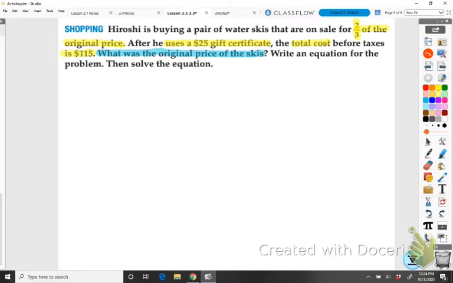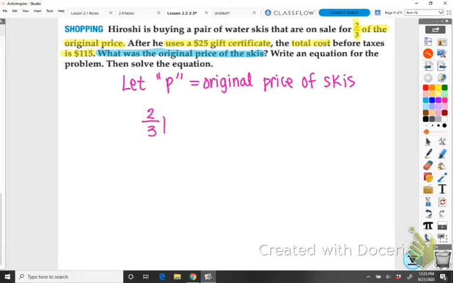So first thing, define a variable. Since our unknown is the original price of the skis, I'm going to let P equal original price of skis. And then let's translate this. So 2/3 of the original price. Well, of means multiplication, and 2/3 the original price. Well, we don't know the original price. We're letting P represent that. So this looks like 2/3 of the original price, P.